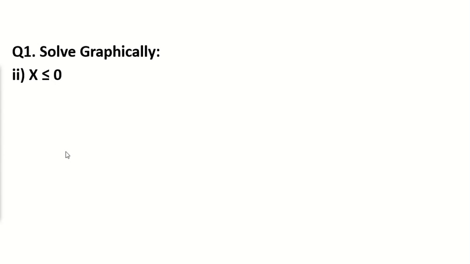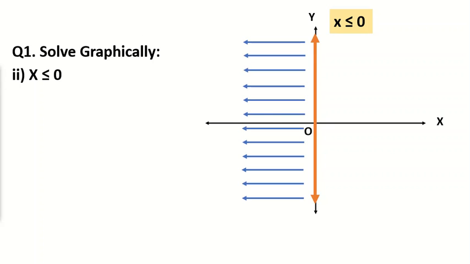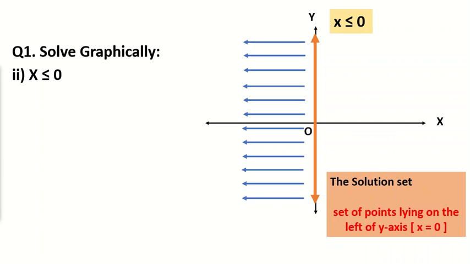The next problem: solve graphically, where the condition given is x less than or equal to 0. Draw the XOY plane and draw the line x equal to 0. It lies on the y-axis. This is the collection of all points having x less than 0, so it is the set of points lying on the left side of the y-axis, that is, the negative x-axis.